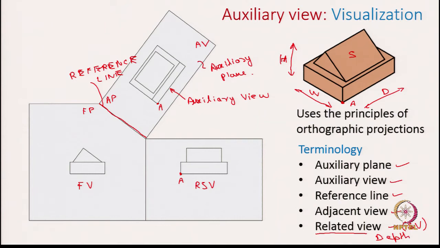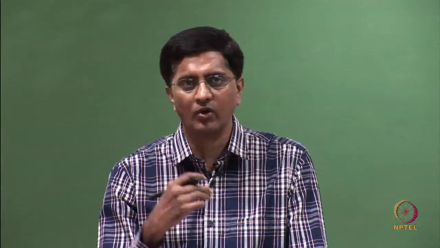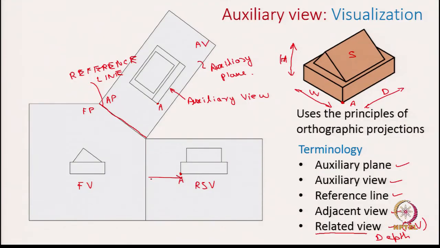The reason why I am emphasizing this related view is you first draw the front view and the right side view, because that is what we have already discussed. But as a third step, you go and develop the auxiliary view, and then to develop this auxiliary view you need to know how far this is from the reference line, and that information comes from your right side view or also the top view, but at least in this example the right side view. So, this depth, this distance and this distance are the same.